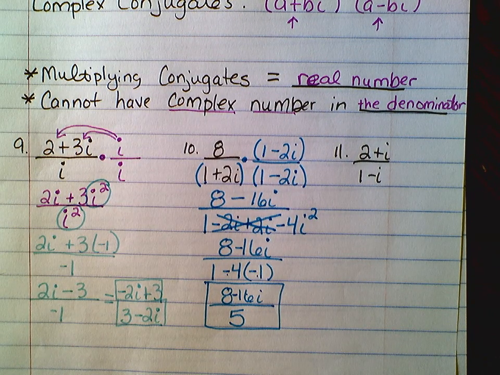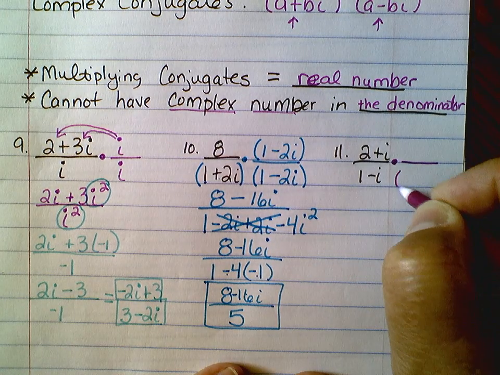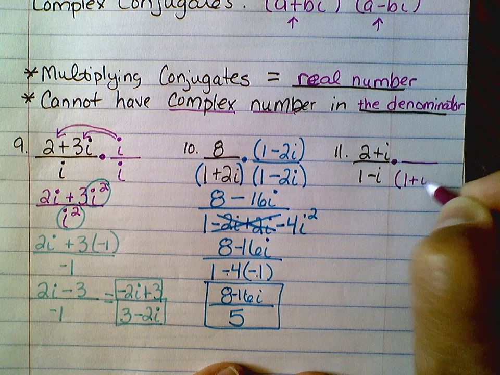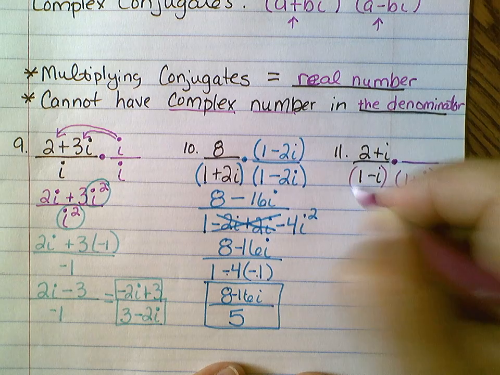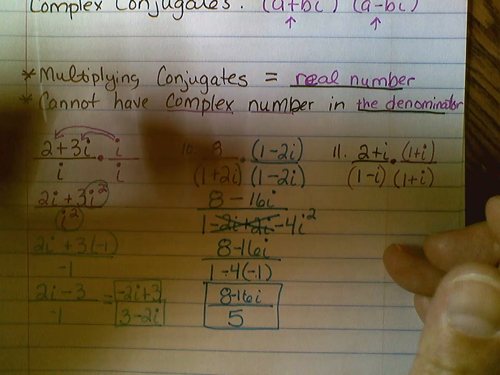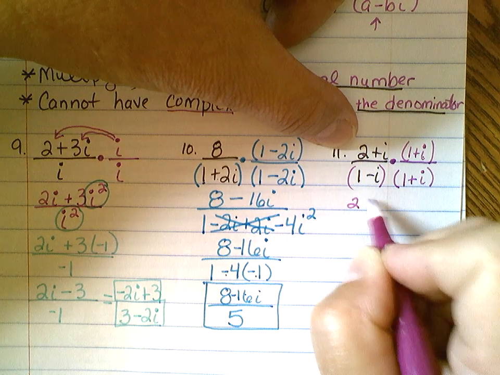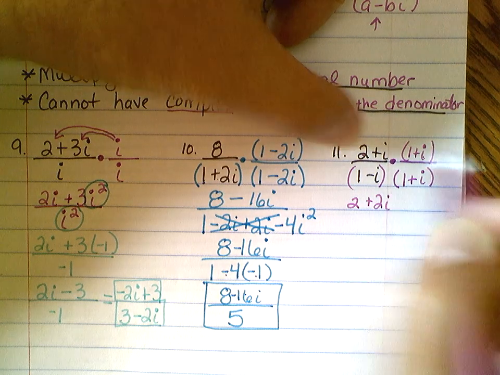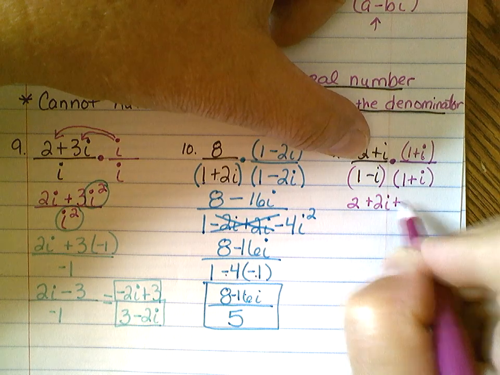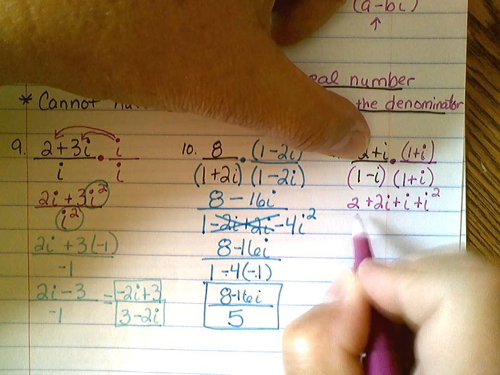All right, and my last example. To get 1 minus i out of the denominator, I will multiply by 1 plus i. All right, so I have 2 times 1 is 2. 2 times i is 2i. i times 1 is 1i, and i times i is i squared.